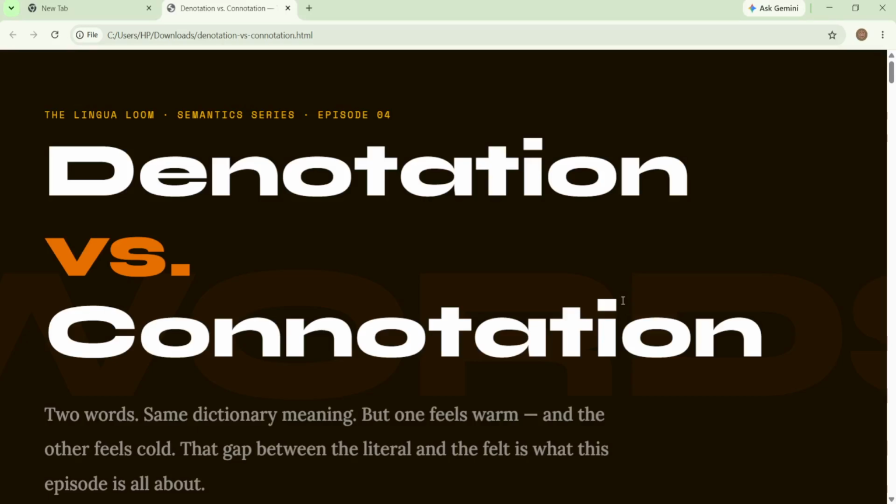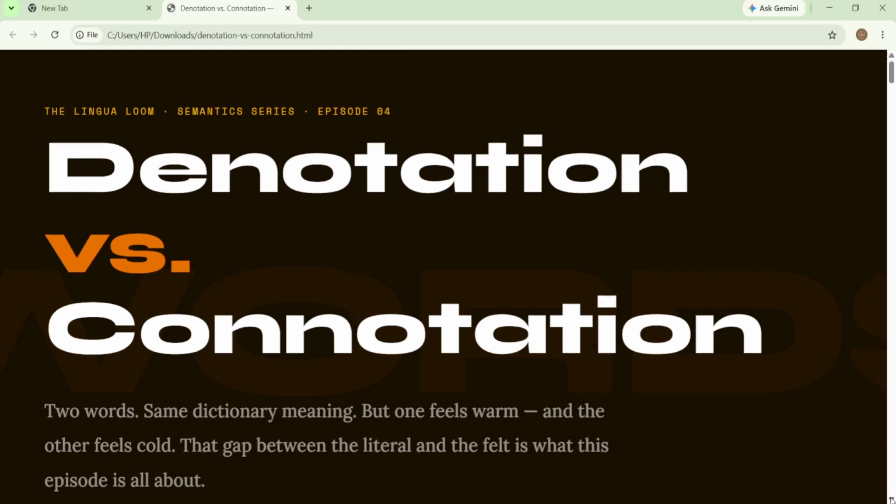Today we're going to start another topic of the syntax series, which is episode number 4. This is denotation versus connotation. It means two words, same dictionary meaning, but one feels warm and the other feels cold. That gap between the literal and the felt is what this episode is about.